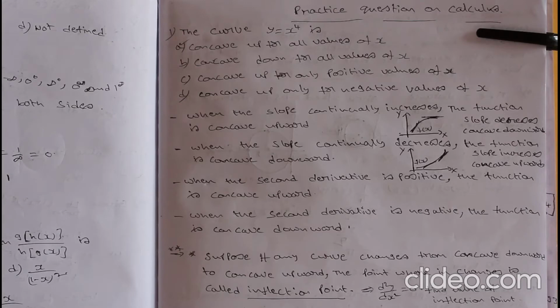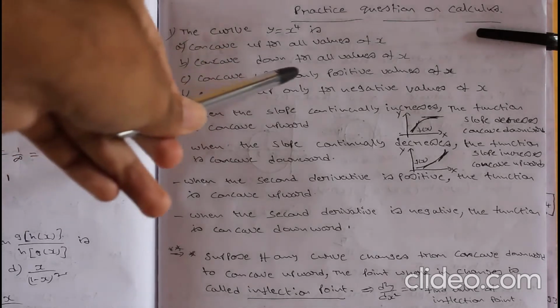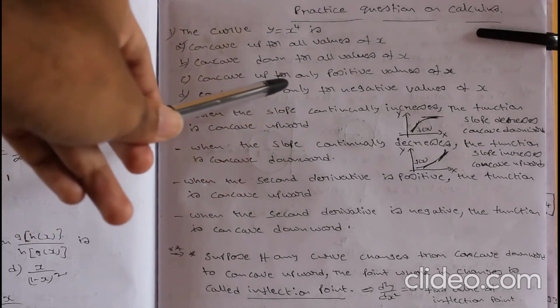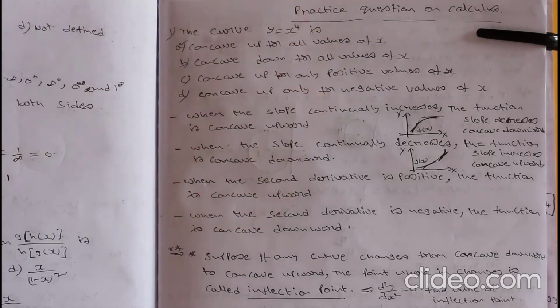Now look at question number 1. The curve y is equal to x power 4 is... A curve is given and we are asked to find what it is. Look at the given options: concave up for all values of x, concave down for all values of x, concave up for only positive values of x, concave up only for negative values of x.